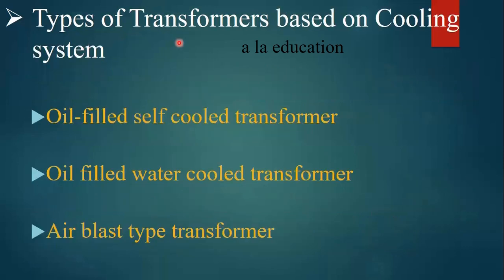Next, types of transformers based on cooling system. So here we have mainly 3 classification. First one, oil-filled self-cooled transformer. In this case, only oil will be used as coolant. Next, oil-filled water-cooled transformer. In this case, both oil and water will act as coolant. Next, air blast type transformer. In this case, high pressure air will be sent into the transformer so that the amount of heat generated in the transformer winding will be sent outside.